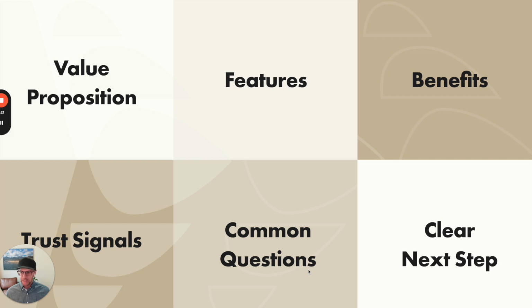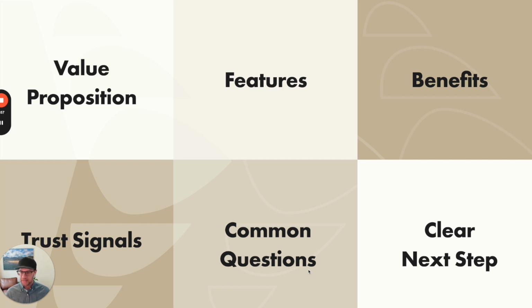So just as a recap, the six foundational elements of an effective landing page are value proposition, features, benefits, trust signals, common questions, and a clear next step. And I challenge you that as you create your next landing page, make sure that you include these in some form. Now you can add to these, you can mix and match, you can move them around, right? They don't have to be in this particular order. But if you include these, I think your page will be stronger.